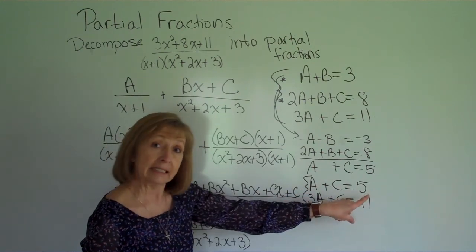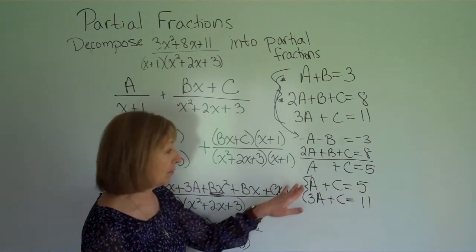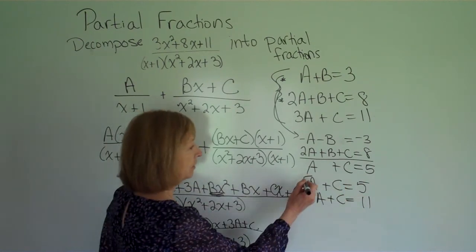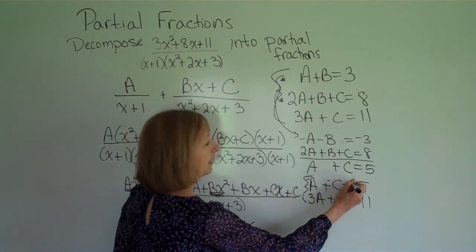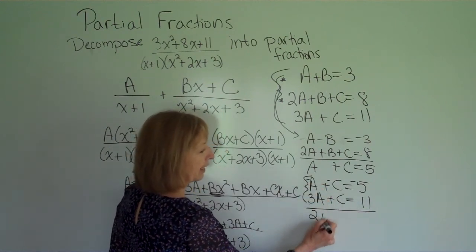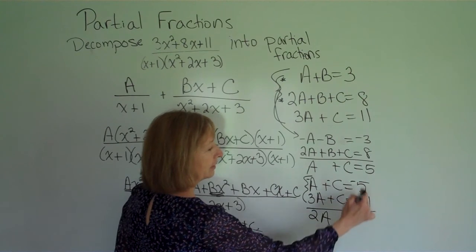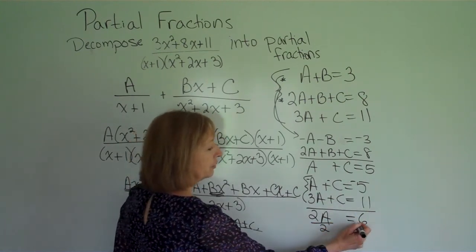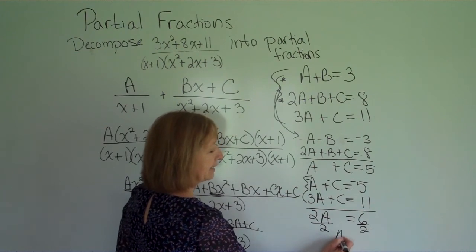This would be really easy to solve by elimination if I multiply the first equation by -1, because then the c's would cancel. So I'll just multiply through by -1, and that gives me -a plus 3a is 2a. The c's cancel, is equal to 6. Divide both sides by 2, and I get a is equal to 3.